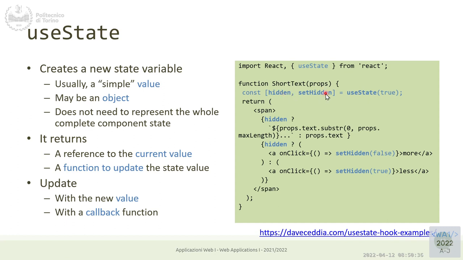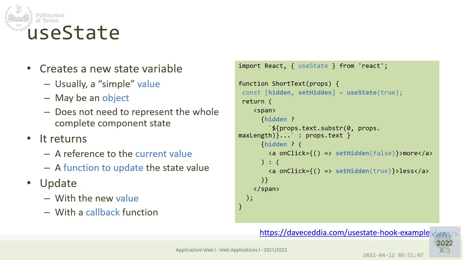What are these two values? The first one is a reference to the state value itself, the current value of the state. In this case, it's called hidden, so probably it is a state variable that remembers whether some part of the interface should be visible or hidden. So probably it's a Boolean state. I'm just inferring that from the name, it's not in the code.